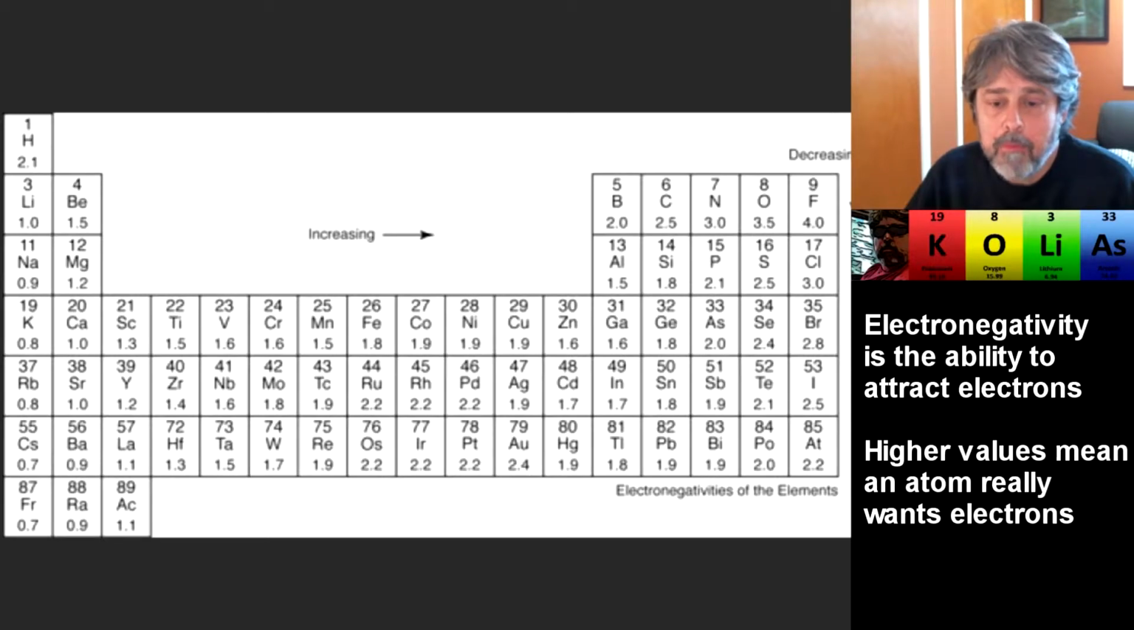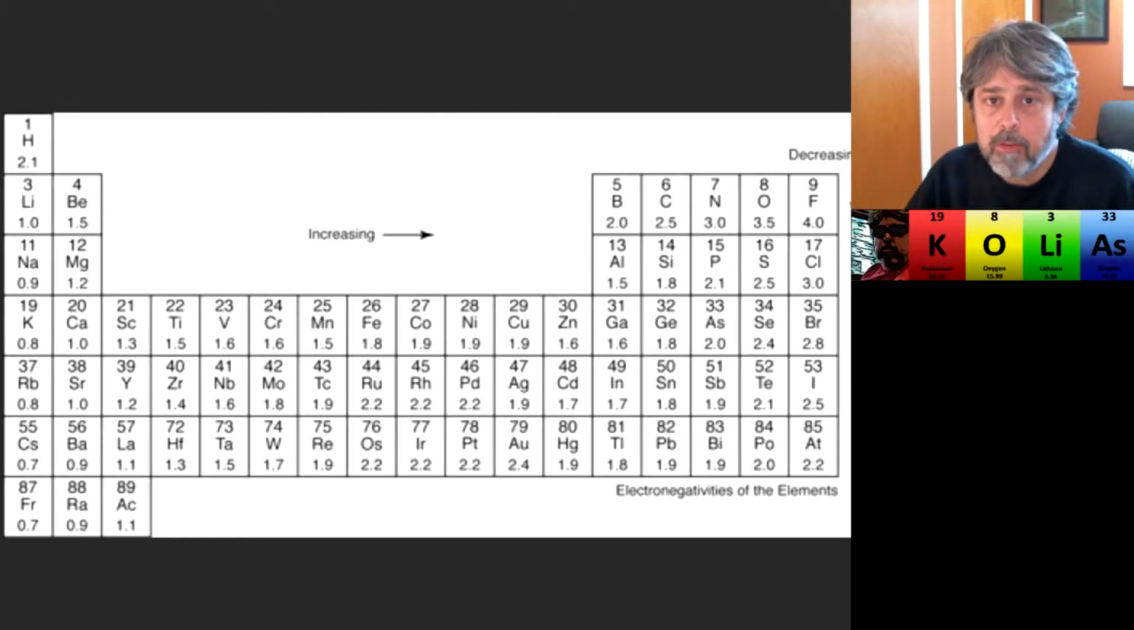Look at the bottom left, francium down there, 0.7. That means francium does not want electrons at all. It's more willing to give them away, which is what metals usually do. Notice how the metals on the left side of the periodic table have lower electronegativity values than the nonmetals on the upper right of the periodic table. Nonmetals want to attract electrons.